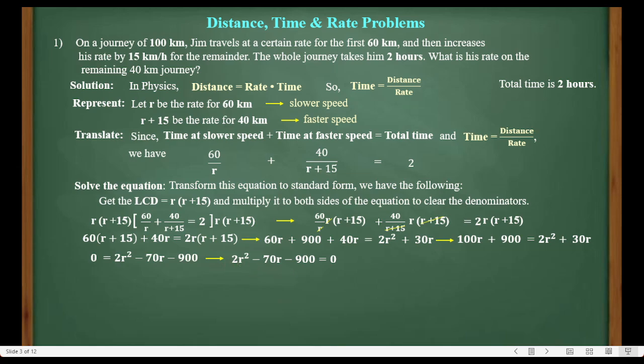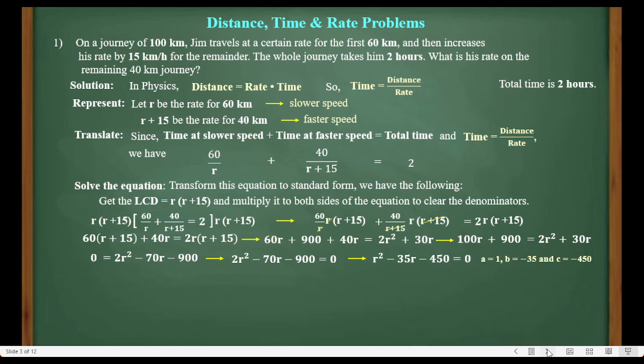We divide each term by 2 so that the final equation in standard form would be r squared minus 35r minus 450 equals 0, which is now in standard form. And from this form, we can determine the values of a, b, and c. And these are 1, negative 35, and negative 450 respectively.